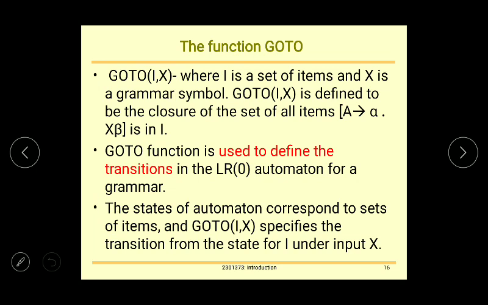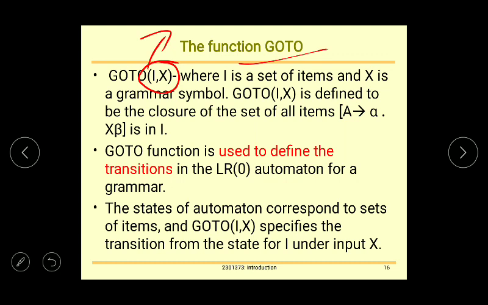Now another function. As I told earlier, there are two functions which we require to construct the automaton. The first one is closure and the second one is goto. What is the function of goto in the construction of the automaton? Let us discuss now. So goto of I comma X. There are two symbols over here, I as well as X. What is I? It is nothing but an item. X means each and every grammar symbol.